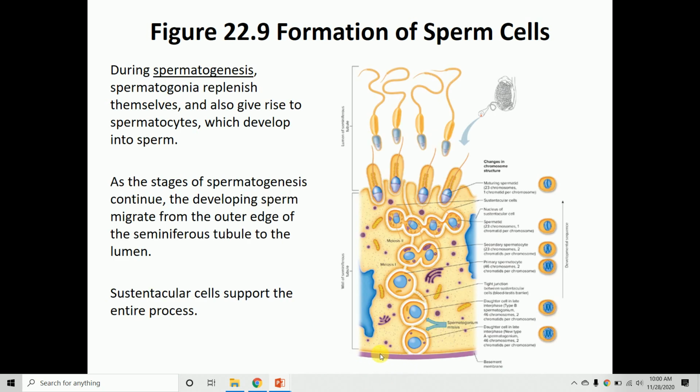And you can see here where the whole process starts, where this is the basement membrane of the seminiferous tubules, and the process develops as you go through towards the lumen or towards the middle of the seminiferous tubules, and it is always supported by the sustenticular cells.